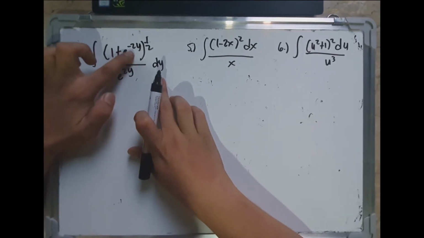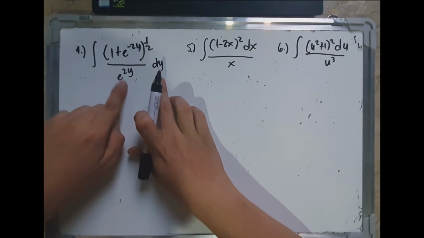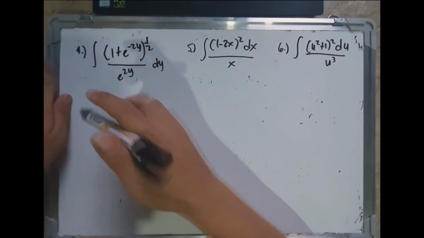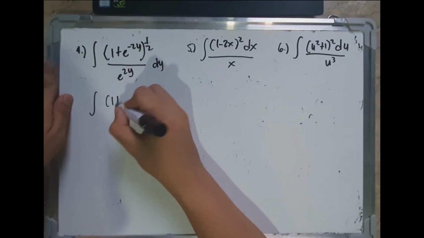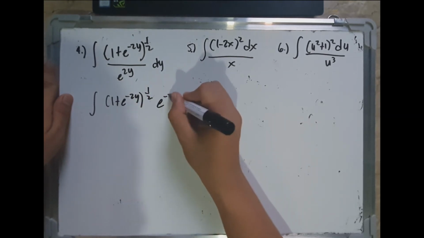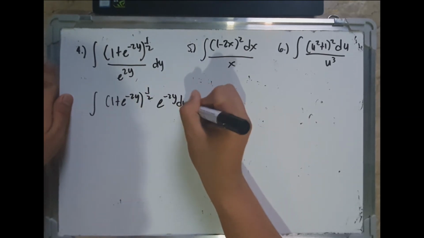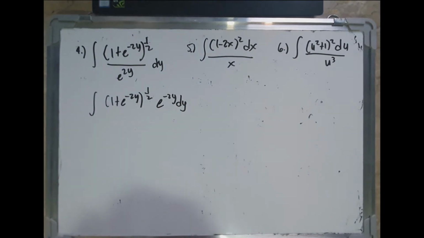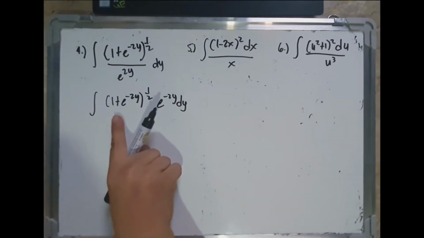Since we have negative 2y right here, how about writing the inverse of this one? So taking the inverse of e raised to the power of 2y, e raised to the power of negative 2y dy. Okay? Now, we can choose this one as du.